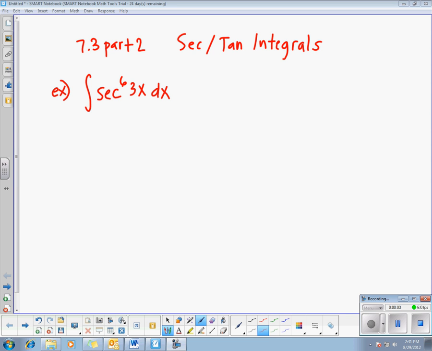Welcome to section 7.3 part 2. We're still on trig integrals. This is integrals involving secants and tangents. We had rules for sines and cosines last time. These are going to be similar, just a different set of rules.